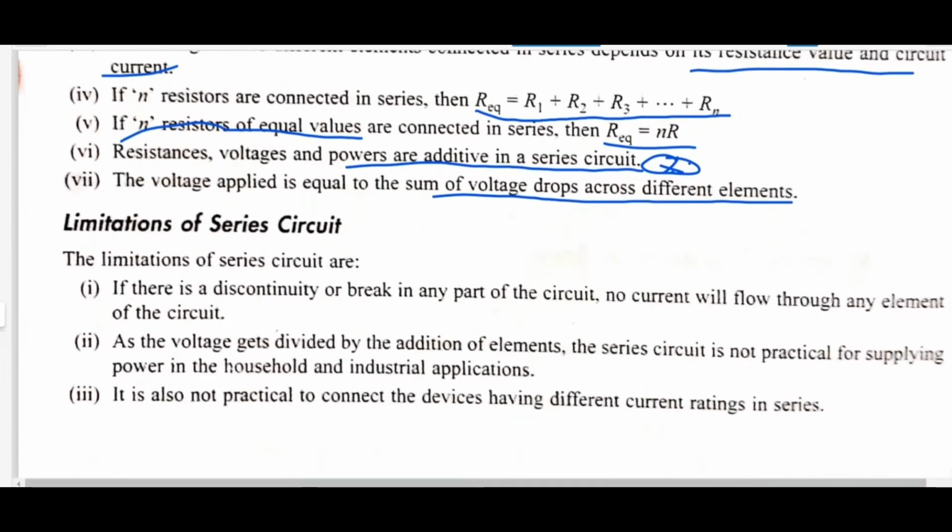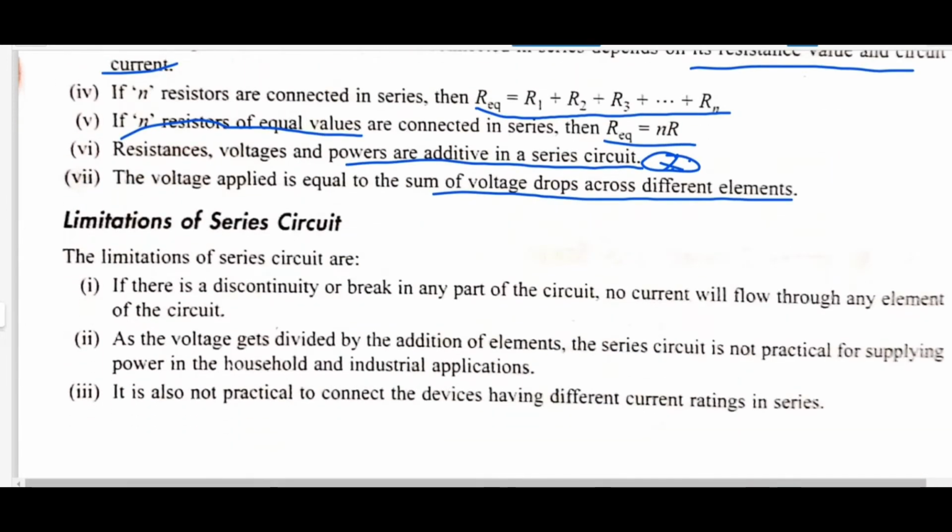Now, what are the limitations of a series circuit? If there is a discontinuity or break in any part of the circuit, then the current will not flow in the circuit. Second point, the voltage gets divided by the addition of elements, so the series circuit is not practical for supplying power to household appliances, because all the appliances should receive the same voltage. So it is not applicable in household and industrial applications.